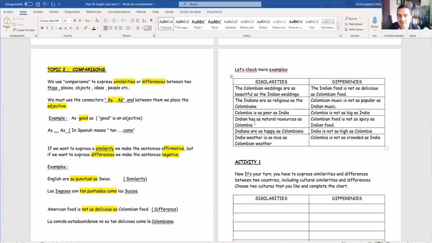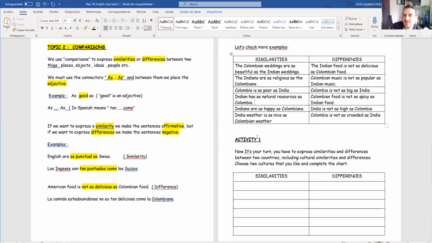India has as many natural resources as Colombia. La India tiene tantos recursos naturales como Colombia. ¿Ok? Tantos recursos naturales como Colombia. ¿Ok? Colombian food is not as spicy as Indian food. La comida colombiana no es tan picante como la comida de la India. Indians are as happy as Colombians. Los indios, los hindúes, son tan felices como los colombianos.